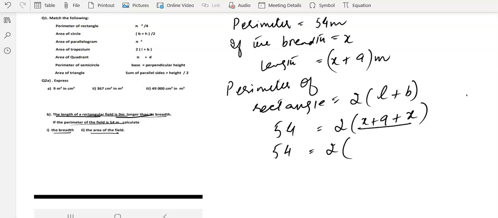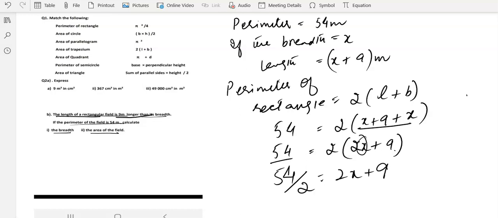The like terms can be added. x plus x will become 2x. So the equation becomes 54 equals 2 times (2x plus 9). Now we can solve this equation to find the value of x, which is actually the breadth. 2 is multiplying the expression 2x plus 9, so we'll divide 54 by 2 and we'll get 27 equals 2x plus 9.